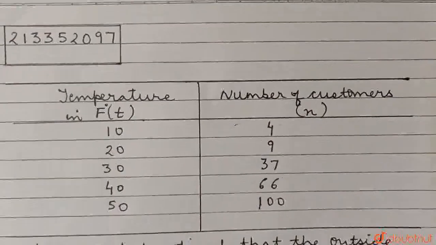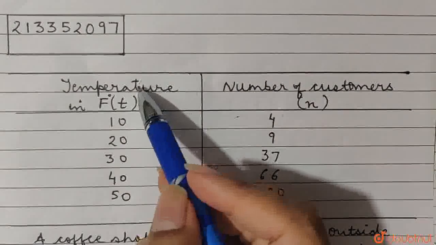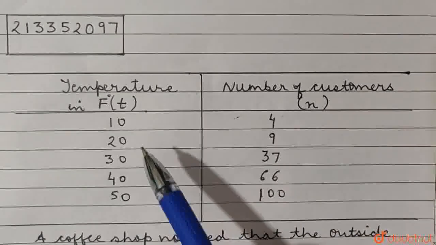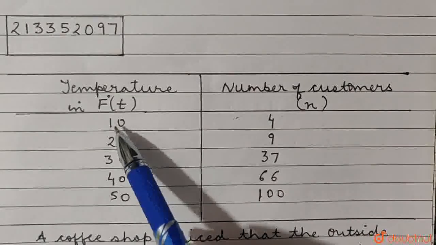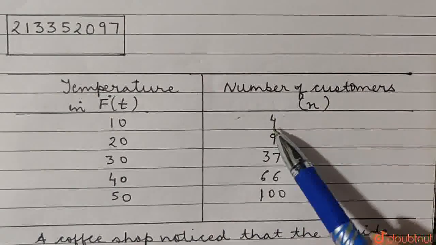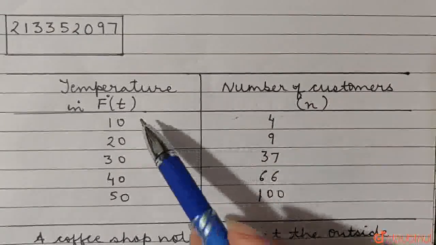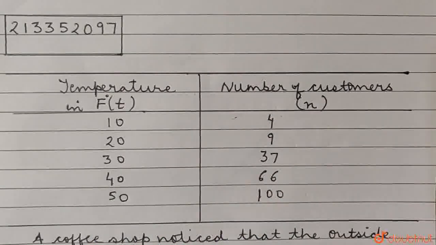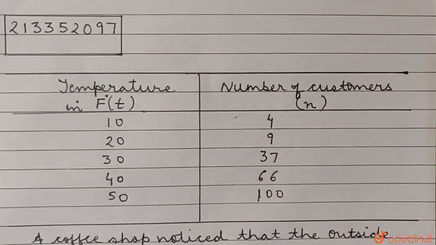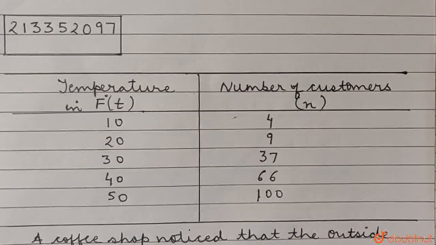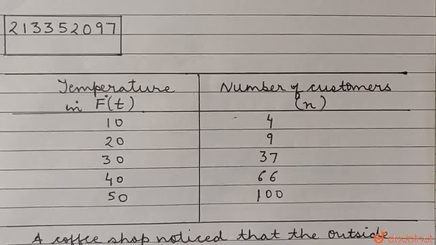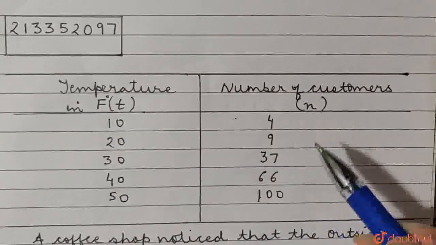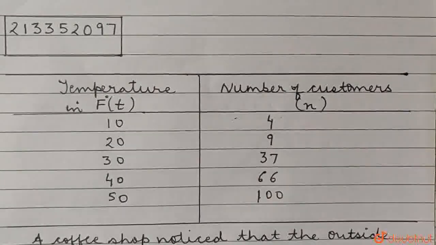Now, according to the table, we have temperature, which is represented by T, and the number of customers by N. That means when the temperature outside is 10 degrees, then the number of customers inside the shop is 4. As the temperature increased to 20, the customers increased to 9, and so on. So we need to find which of the graphs from the options would represent this relationship accurately. Now we can notice one thing, that as the temperature increases, the number of customers in the shop also increases.